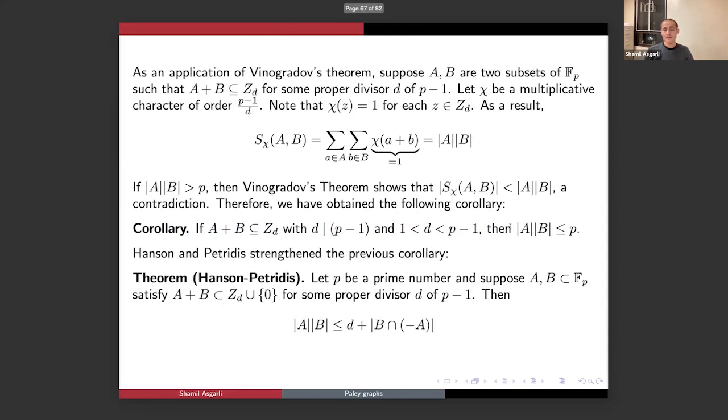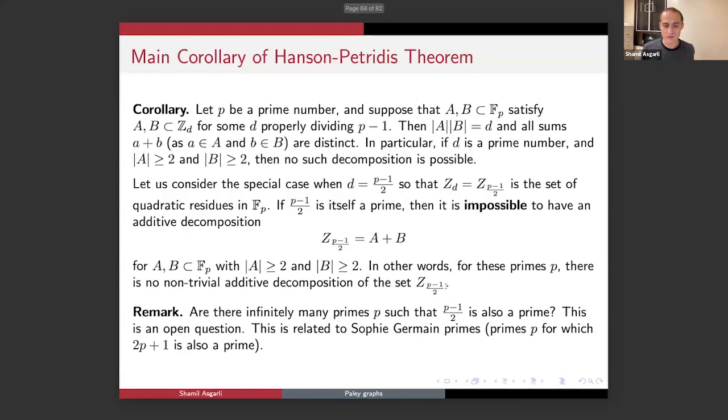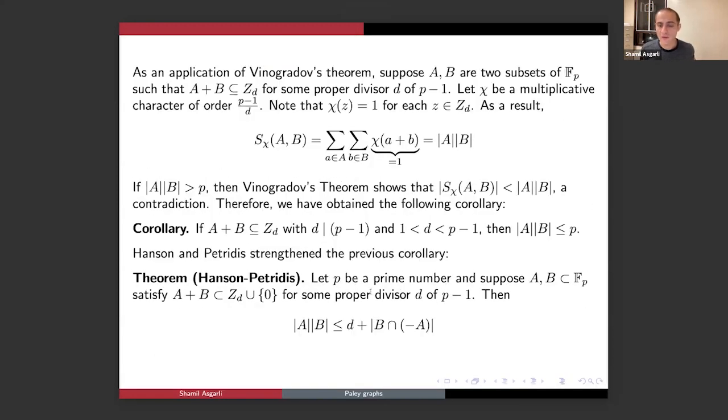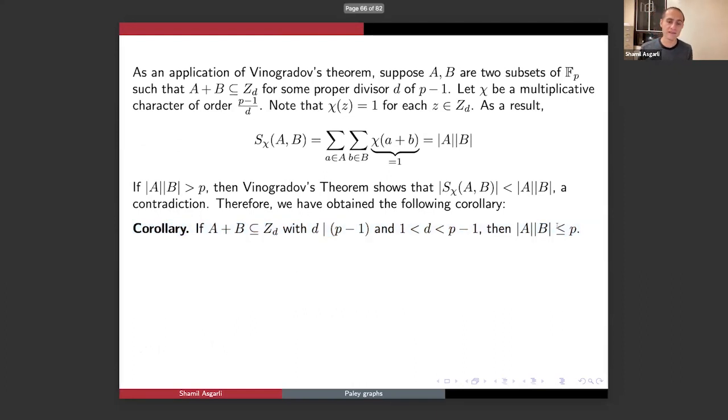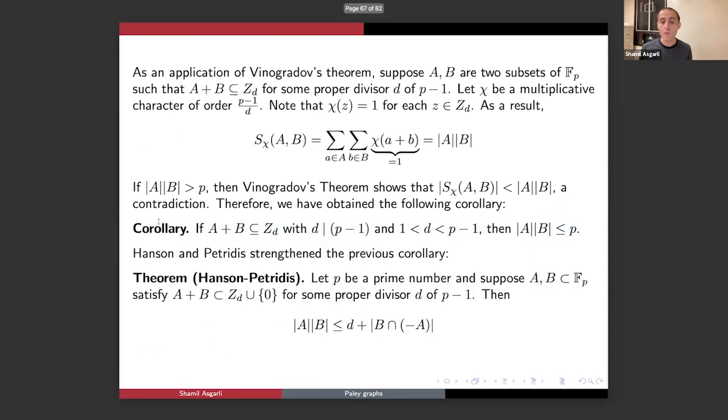And what did Hanson and Petridis do? This is their main theorem. I think writing it in this way hopefully will motivate what they proved, and how it strengthens the known results. If you look at this corollary, it is what we get from Vinogradov's theorem. This is all we can say. But what did Hanson and Petridis prove? They proved something much stronger. And here's what they showed.